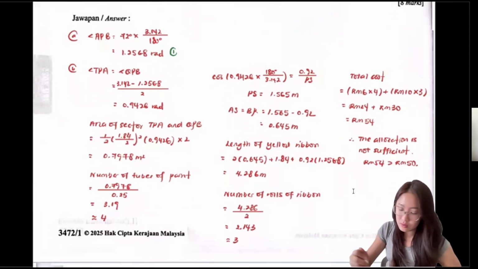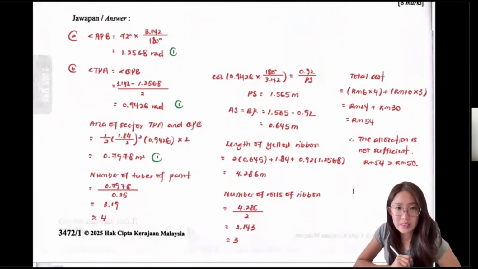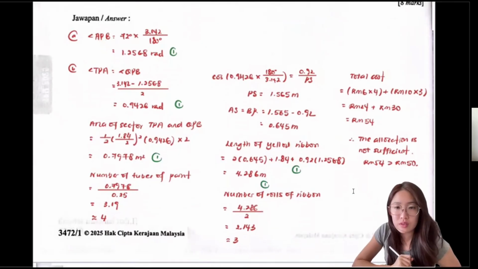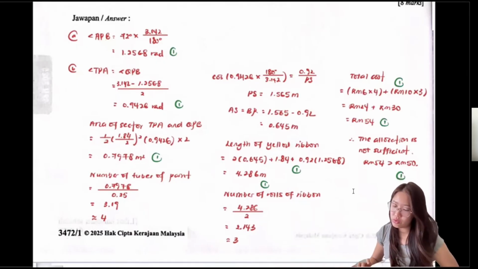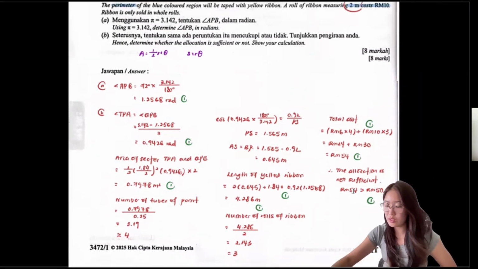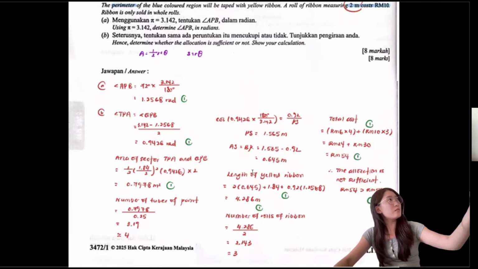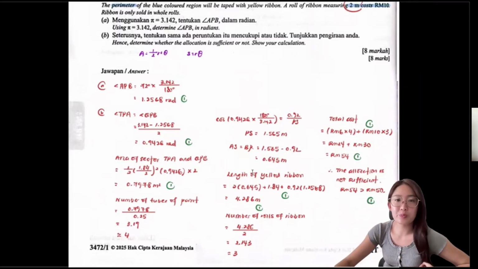So marks being given here: finding the angle in radian, then area of sector, and then length of ribbon, this one giving you 2 marks. And then total cost, answer. 1, 2, 3, 4, 5, 6, 7, and in A you have 1. So total for this question, 8 marks. A little bit more things to do in B, but slowly you ask yourself what you want first, then step by step you just find out.